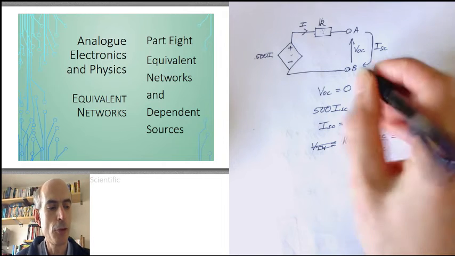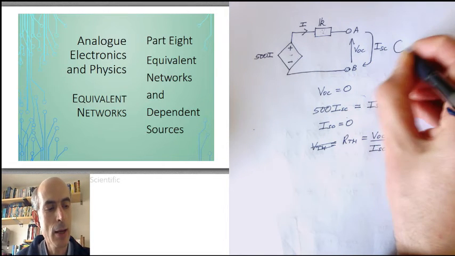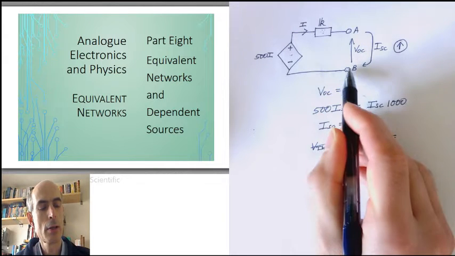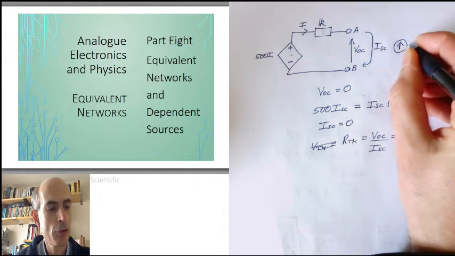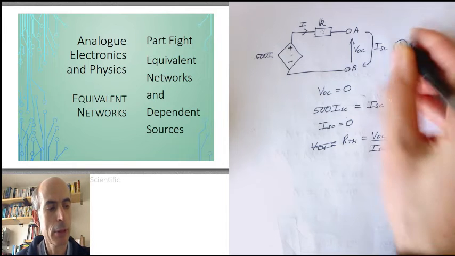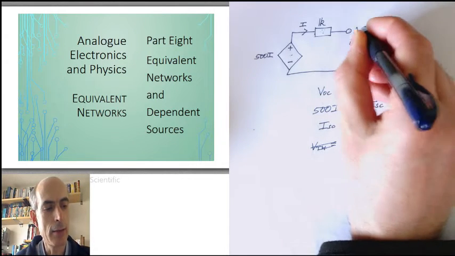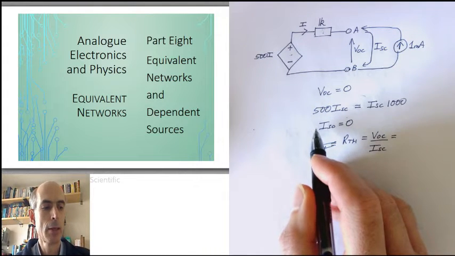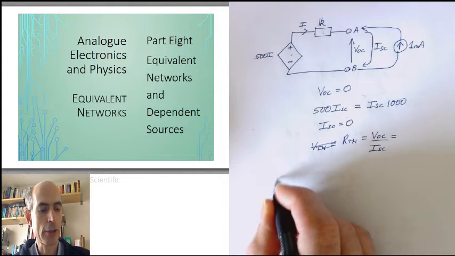And a common way to do it is to put a current source on the two terminals. So let's suppose I have a 1 milliamp current source and I feed it in like this. I put that between A and B. Now I'm trying to analyze this circuit.